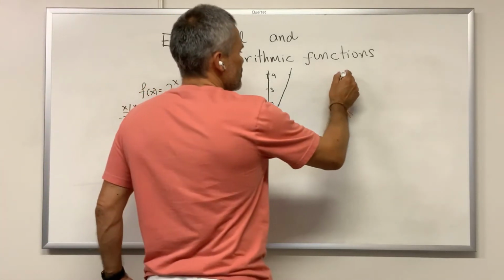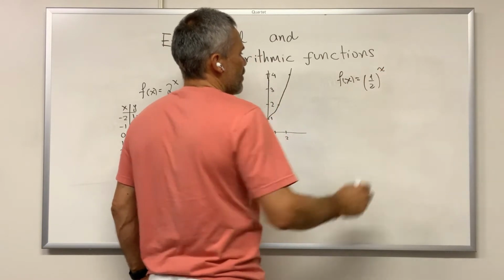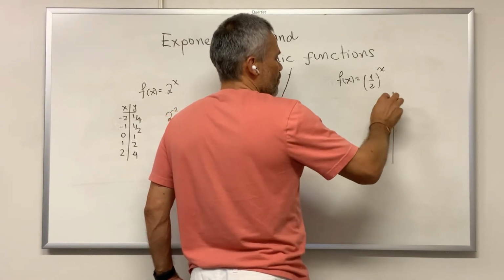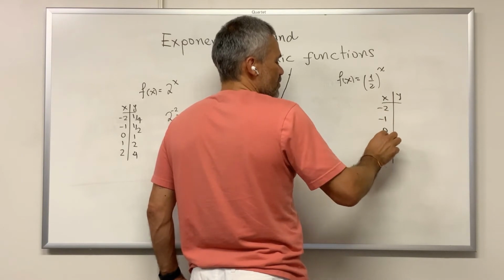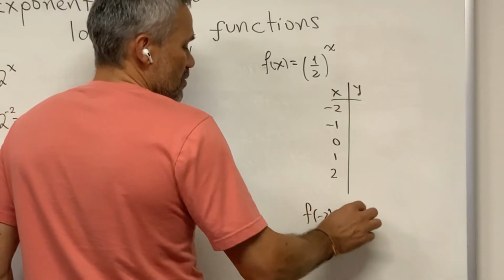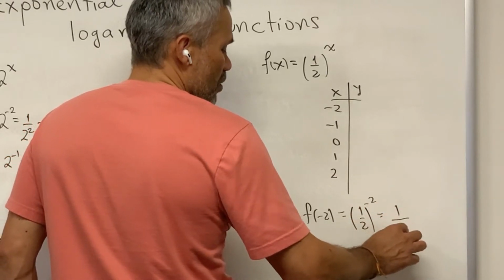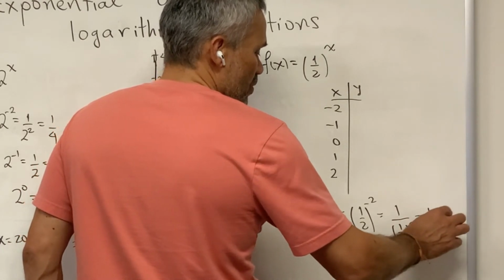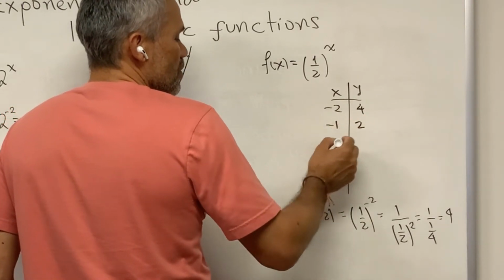Another exponential function that is very typical is f of x equals 1 half to the power of x. In this case, if we do the table, x and y, and we select the same numbers, negative 2, negative 1, 0, 1, and 2, we notice that f of negative 2 is 1 half to the negative 2, and this is 1 over 1 half squared, and this is 1 over 1 quarter, which is 4. In the same way, f of negative 1 is just 2.